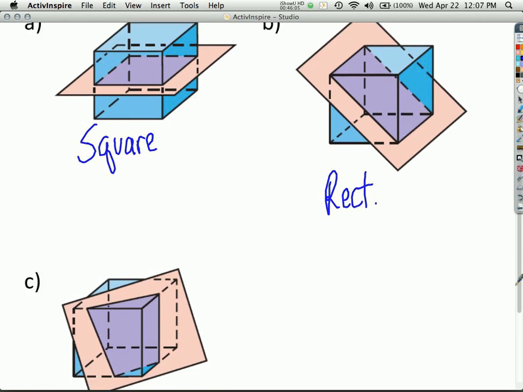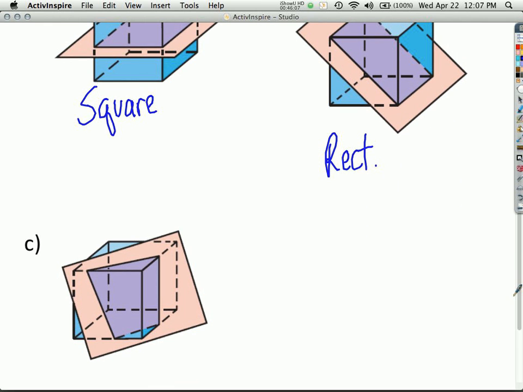But here's where it becomes interesting. What if we slice through the cube, but now it's at a different angle? So you're going to have to turn your paper over. Keeping in mind that it's a cube, what shape is emerging now?